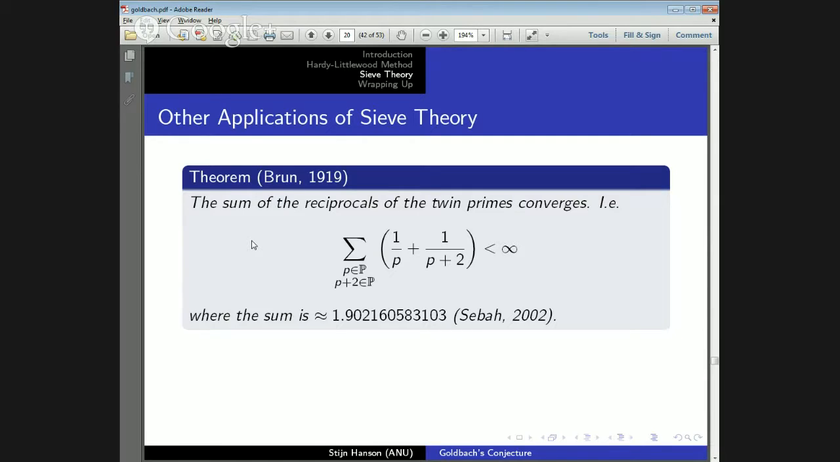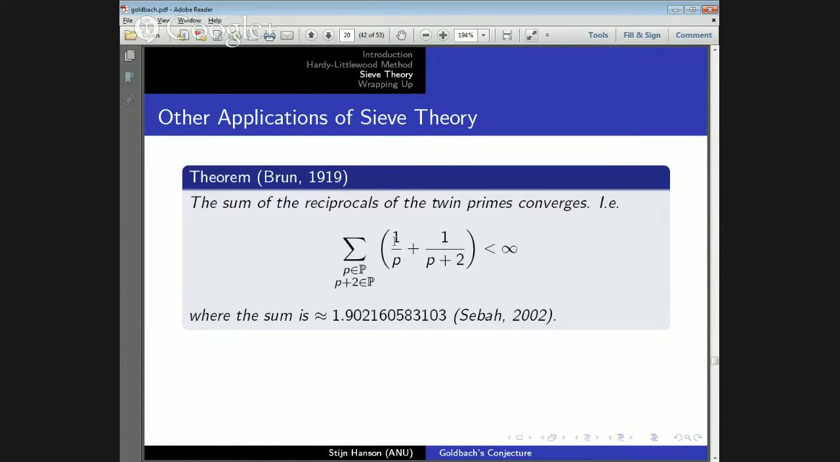So we know that the sum of the reciprocals of the primes diverges. If we didn't have this p plus 2 condition here, that would go off to infinity, at a rate of about log x. But the sum of the reciprocals of the twin primes converges, which means that there might be infinitely many. It certainly doesn't prove there are only finitely many. But it means that there are significantly fewer than there are normal primes.